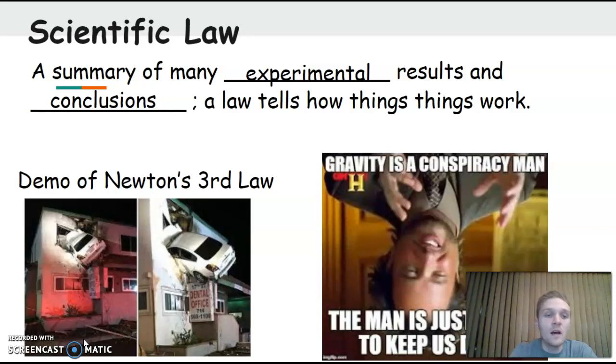So for example, below is a demo of Newton's third law, which is for every action there is an equal and opposite reaction. So the car smashes into the wall of the building, damaging it, but the wall of the building also smashes into the car, which destroys the car, right? And that's an example of a scientific law, right?